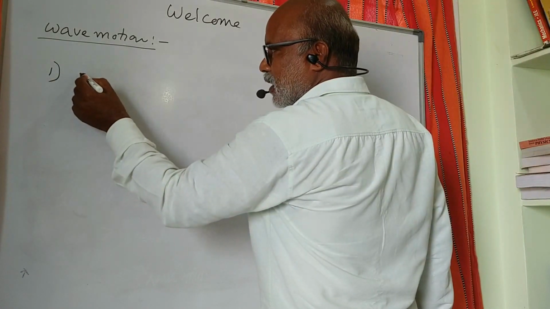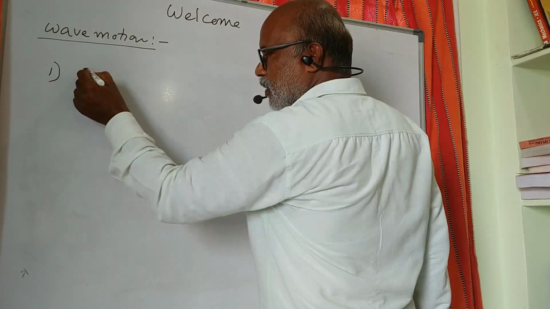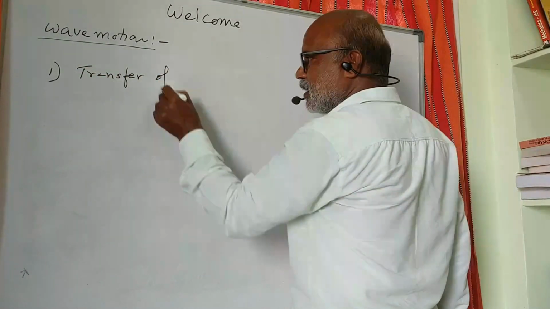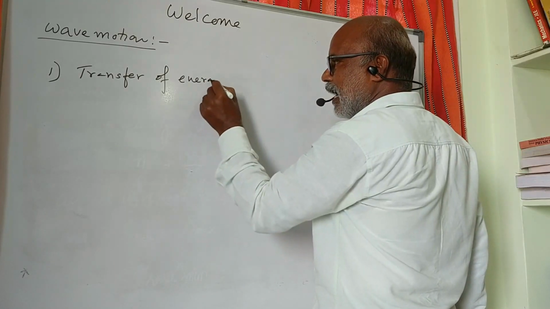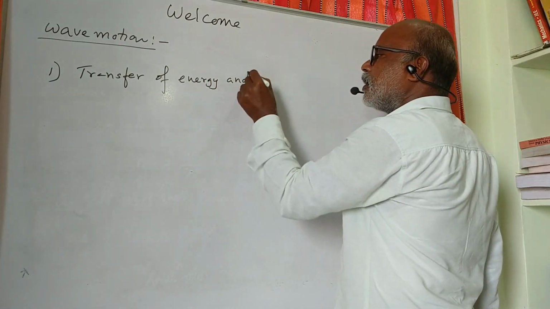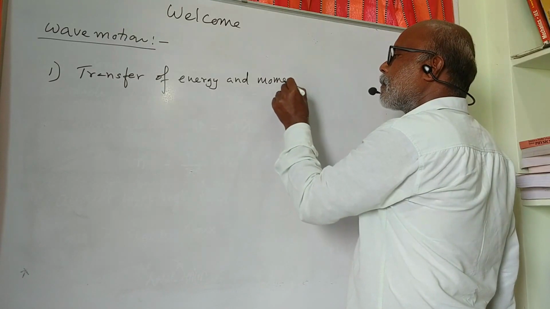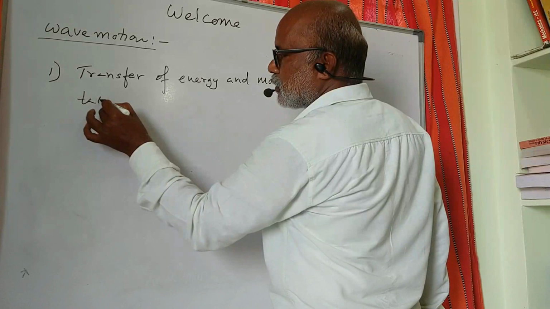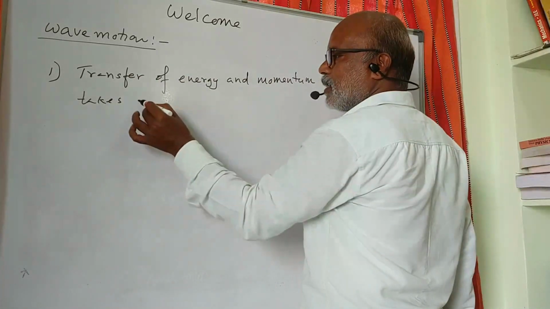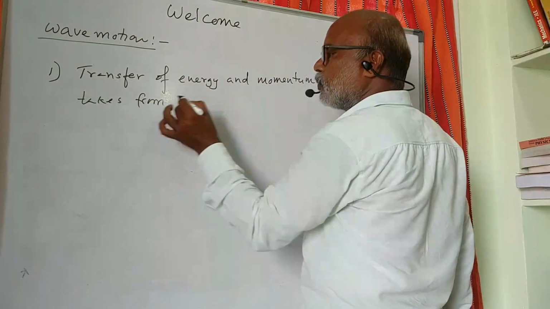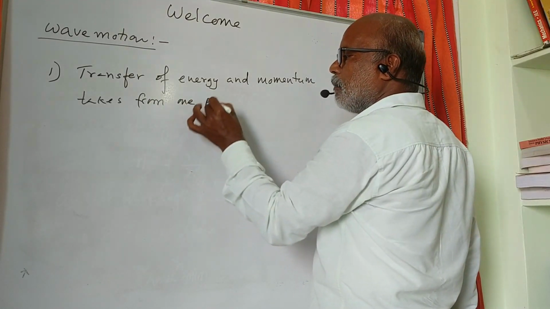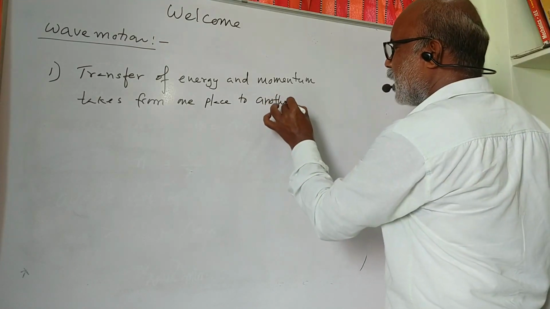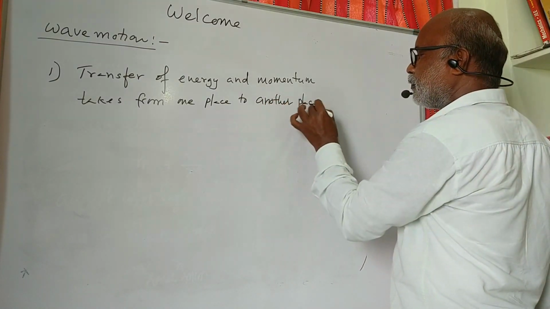Wave motion means when a wave is propagating through air medium, what happens? The main points are: both energy and momentum, transfer of energy and momentum takes place from one place to another place in a medium.